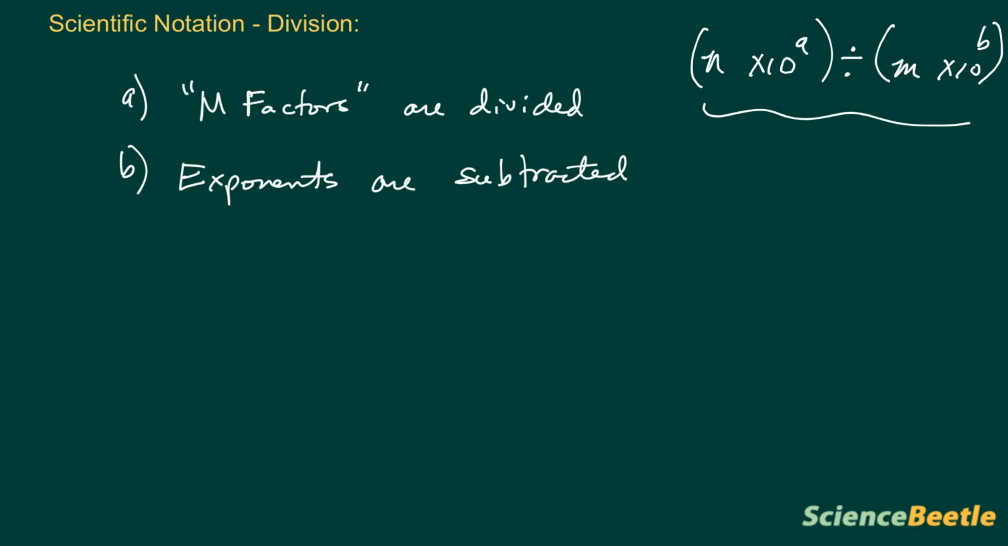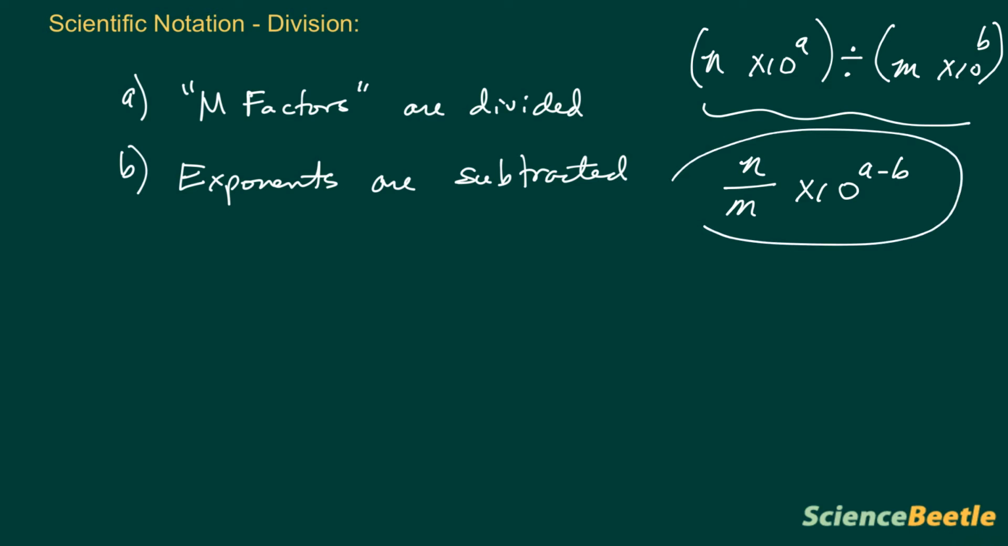The overall process we're going to use to evaluate this is the following. One, we divide the m factors, which is n divided by m. And then we're going to say times 10 to the power of a minus b. This is the general formula you're going to use if you want a mathematical way of understanding this. But let me go ahead and provide you a general example.